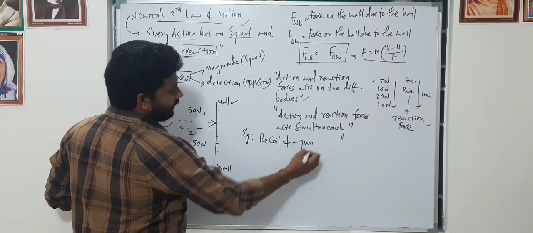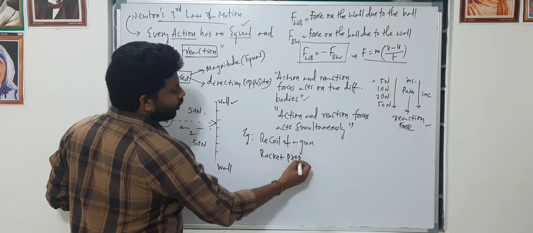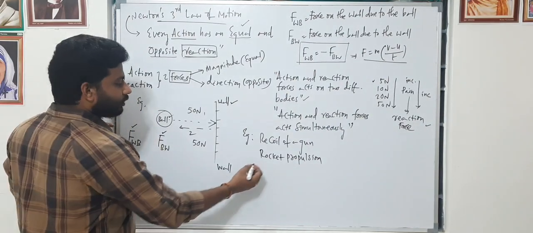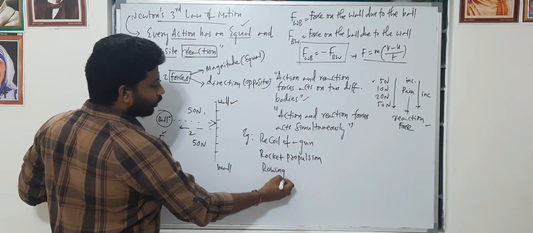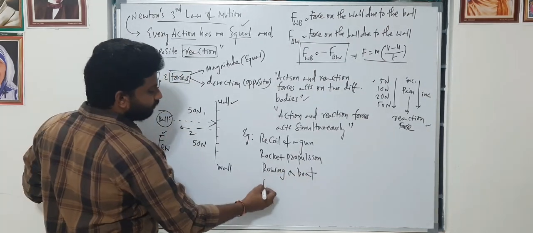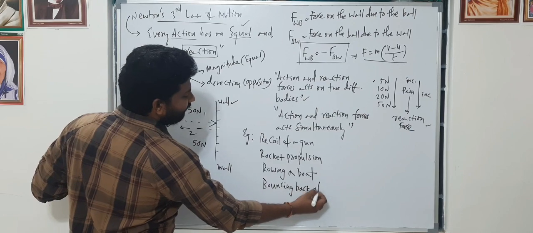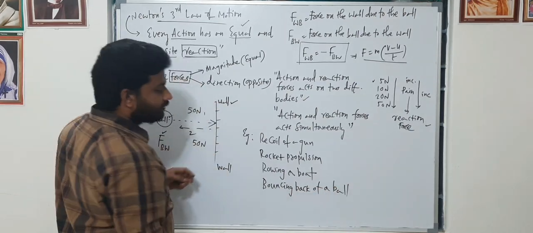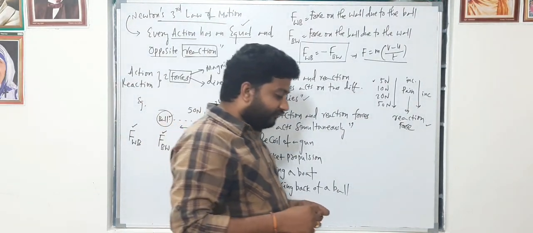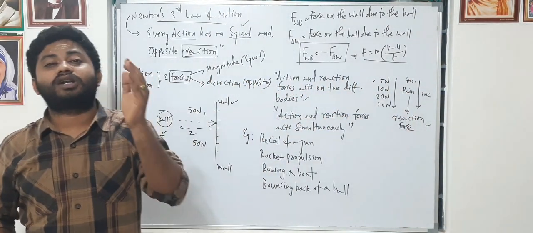A recoil of a gun. And rocket propulsion. Rocket propulsion is also an example of Newton's third law of motion. And you can say rowing a boat is an example of Newton's third law of motion. And here, bouncing back of a ball, right? A bouncing back of a ball. So this is the ball working on the floor. That also comes under Newton's third law of motion, right? So wherever action and reaction is taking place, you can say that's an example of Newton's third law of motion.